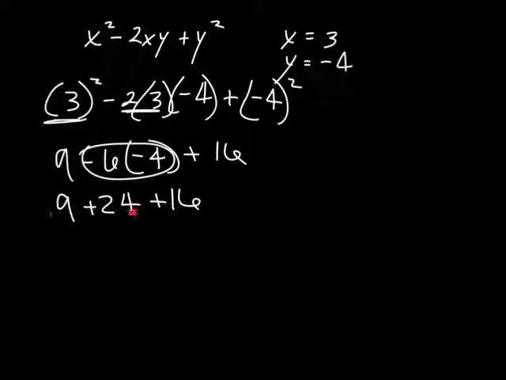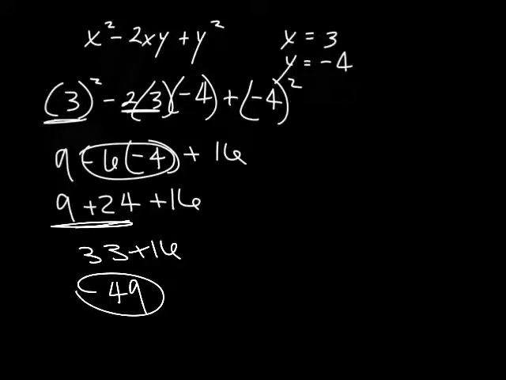Now I don't have anything to do except add, so now I add. 9 plus 24 is 33, plus 16. 33 plus 16 is 49, and that's what I get for example 8. Okay, so that's it for that part.